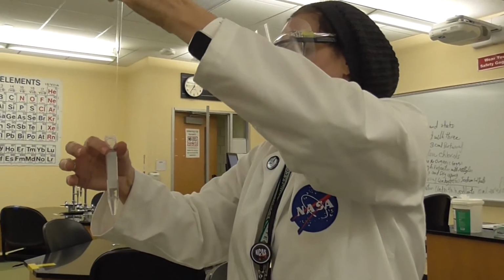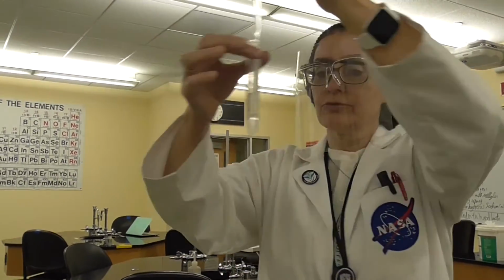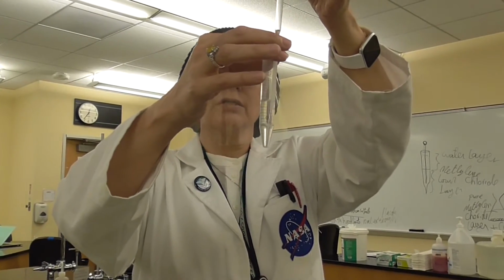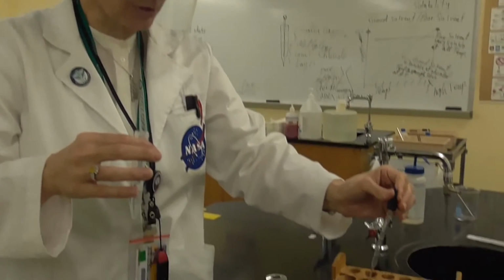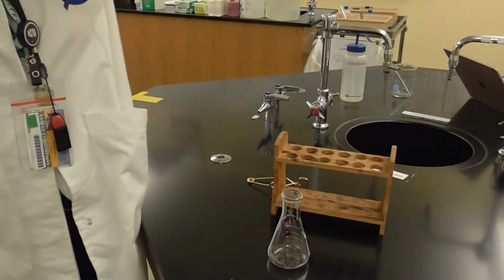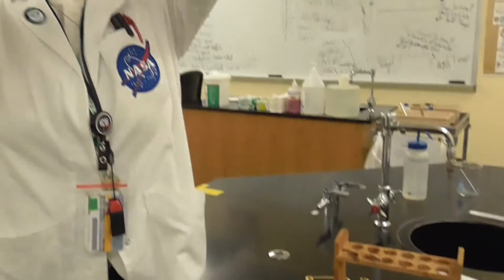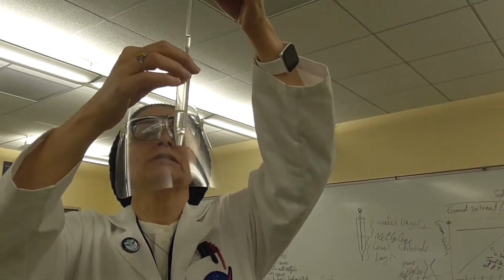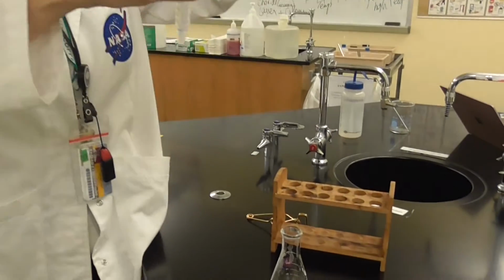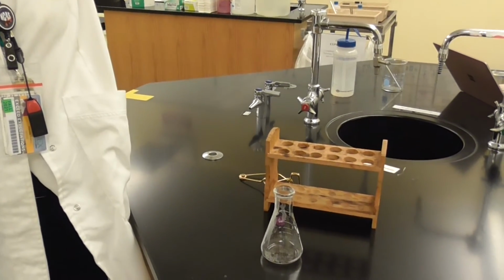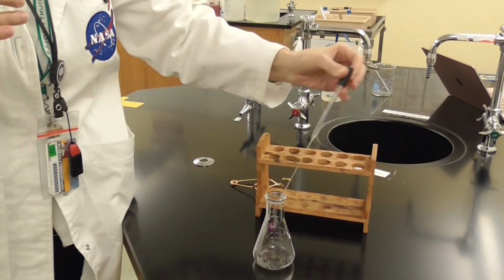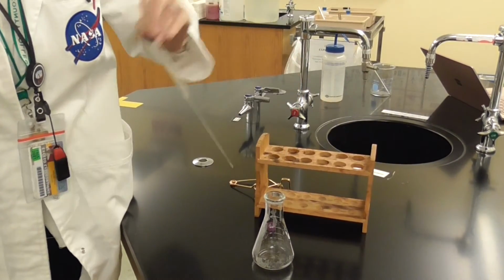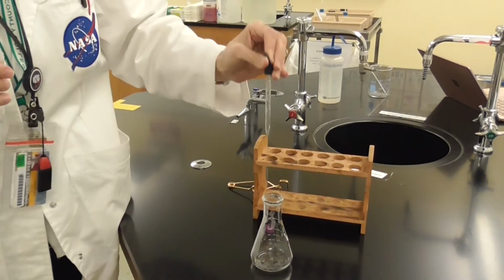So we're going to squeeze, insert it all the way through to the lower layer, and then let it go. So we're going to transfer it to the Erlenmeyer flask until everything is transferred. And then I'm going to do the other one all the way, and then we do the same thing. You can see that it started.